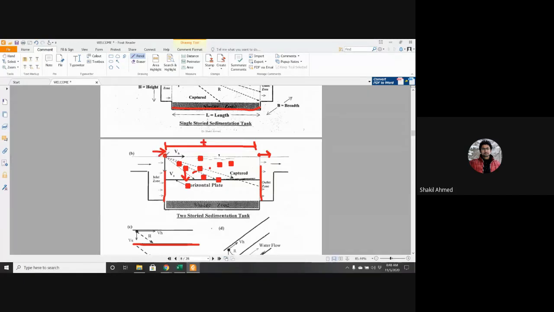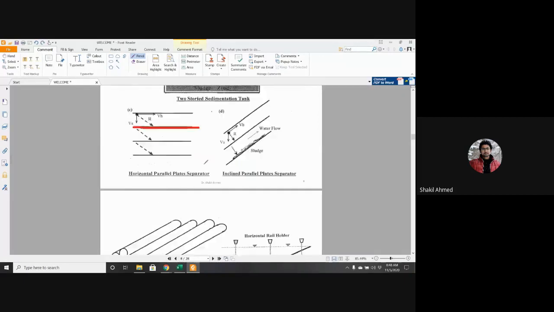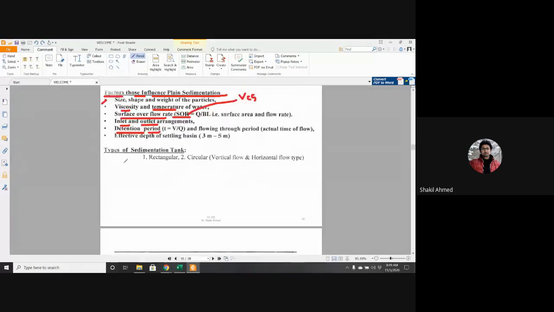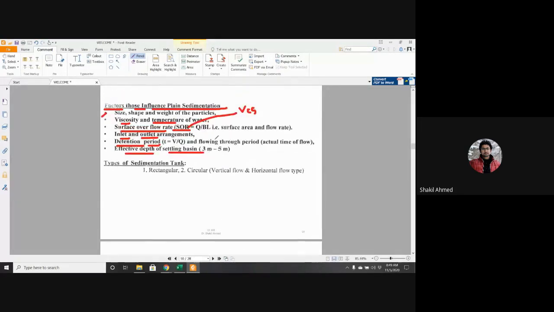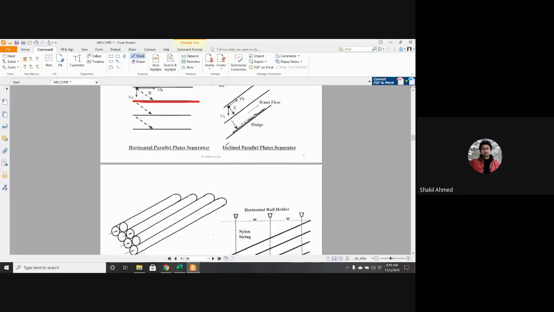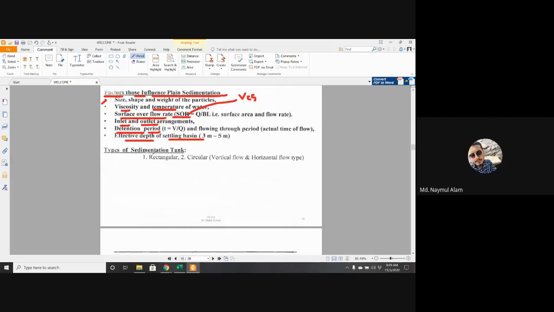This is flowing water, right? So once the particle enters, it will eventually move and pass through the outlet. I'm talking about a water particle, okay? So how much time does this water particle remain in this sedimentation tank? And then the effective depth of the settling zone. What is the depth? Effective depth. Is it clear, guys? Yes, sir.